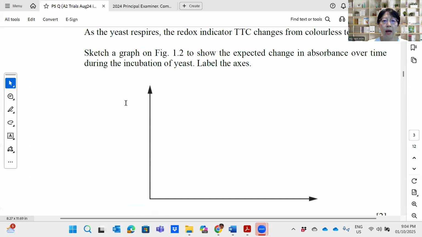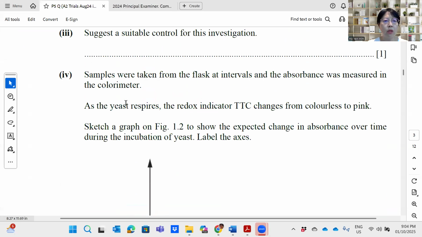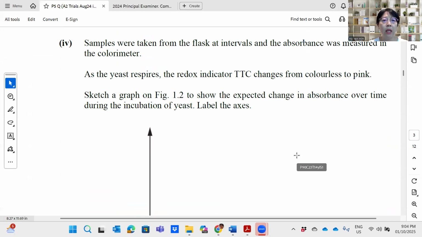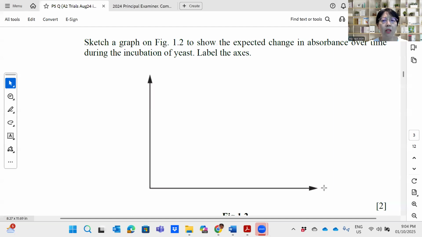Part 4 is what? You are asked to sketch a graph to show the expected change in absorbance over time during incubation of yeast and label the axes. So very easy, right? The axis is, what is it? Temperature, isn't it? Your independent variable is temperature. And then this is absorbance.